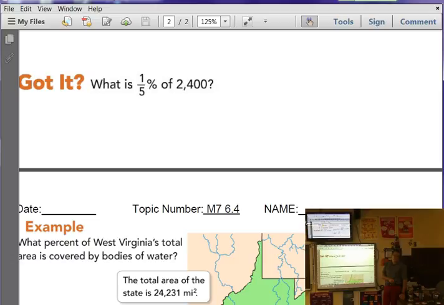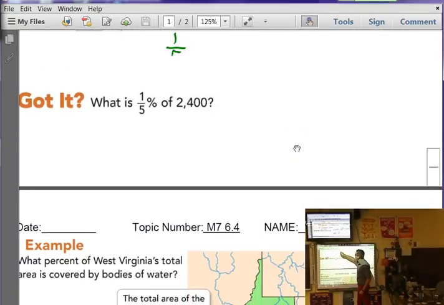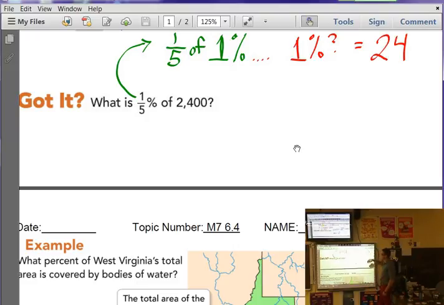If you are solving this the mathematical way, go ahead and keep going. But I want to show the 1% reference way. So this is asking for 1/5 of 1%, is really what this is saying. So the first thing I could think of is, okay, well, what is 1%? And to find 1%, we just divide by 100 and we get 24. That's what I meant.